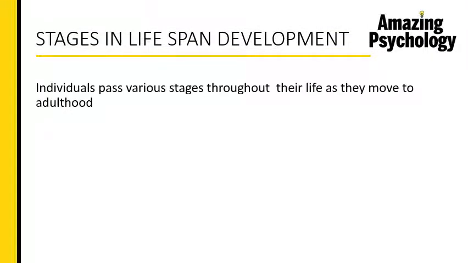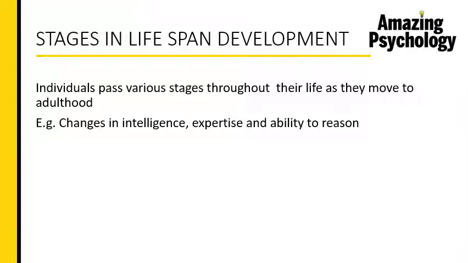Now, when you look at stages, you can see that all individuals pass through various stages throughout their life as they move from childhood to adulthood. These changes that occur within them are changes in intelligence, changes in expertise, the capacity to reason, there are psychological changes, there are plenty of adaptive changes, lots of changes that happen as a person goes through their entire lifespan.